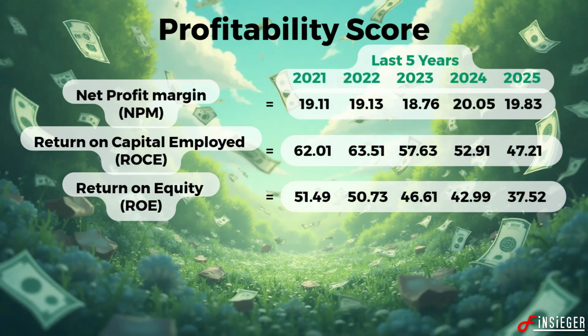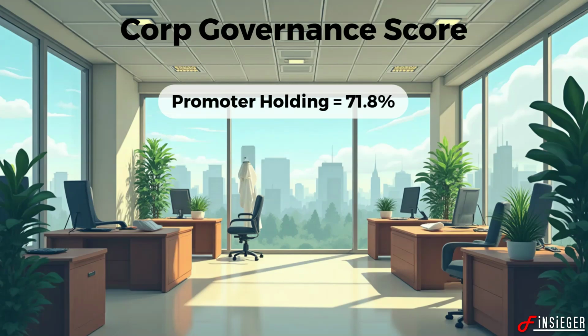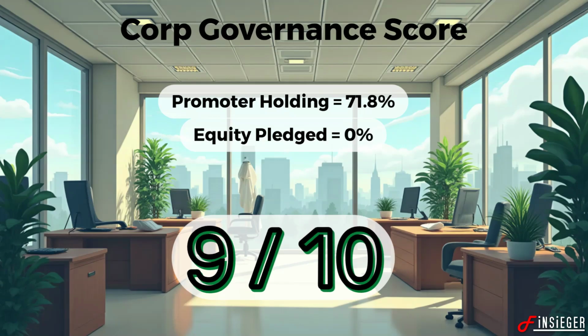Considering the last 5-year trend for all of the above ratios, TCS gets a profitability score of a perfect 5 out of 5. In terms of governance, promoter holding and pledge percentage are very important. Here we do not have issues as promoter holding is above 70 and there are no shares pledged. So in case of governance, TCS gets 9 out of a possible 10.